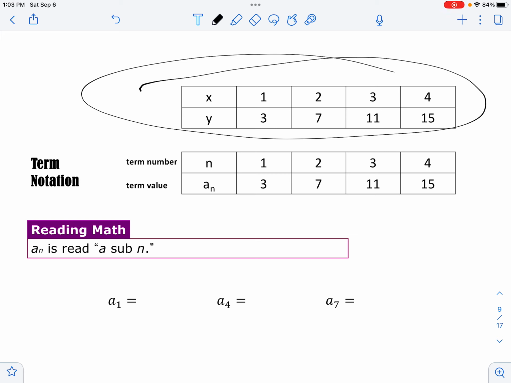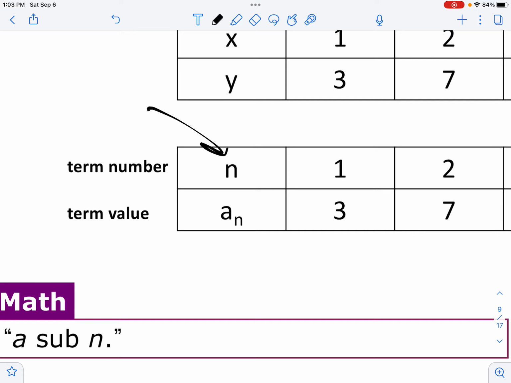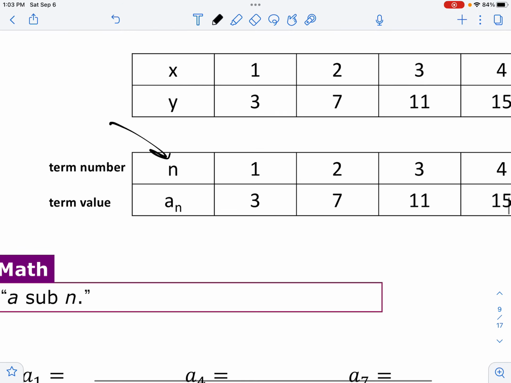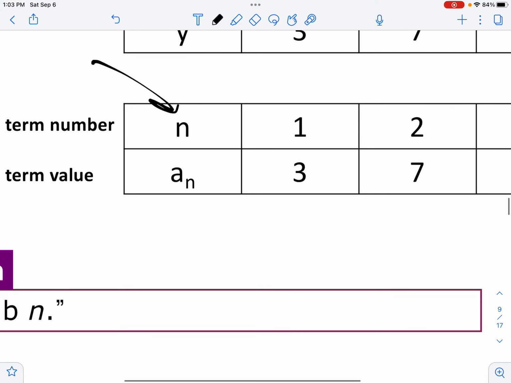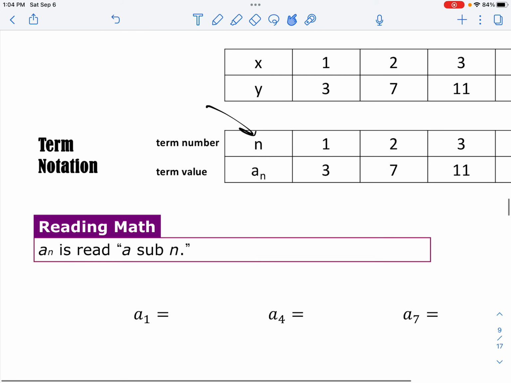This is a little bit different than sequence notation. N stands for the term number. Which term are we talking about? N stands for term number. And then a sub n, that's how that's written. I wrote that. You'll notice here, I said a sub n is written as that. When you see that subscript, that's how we say it.